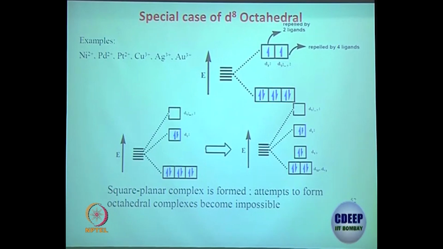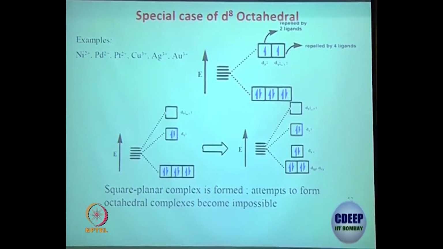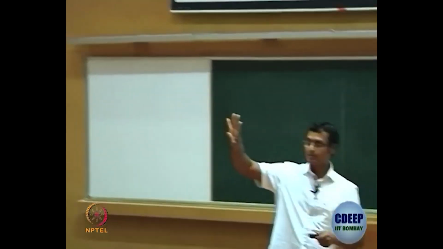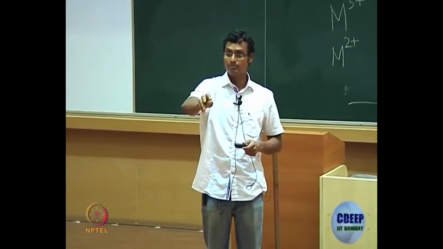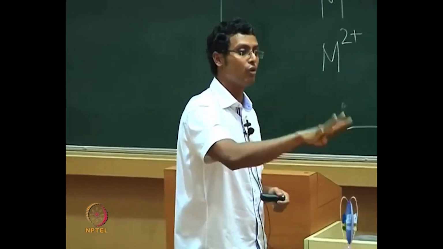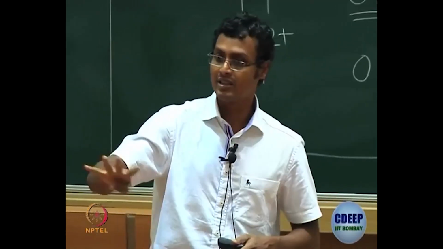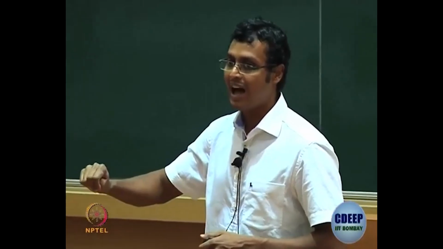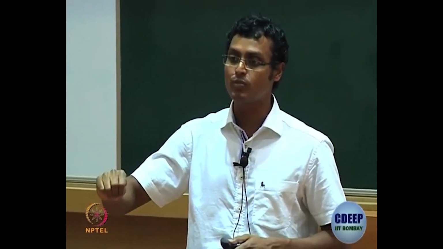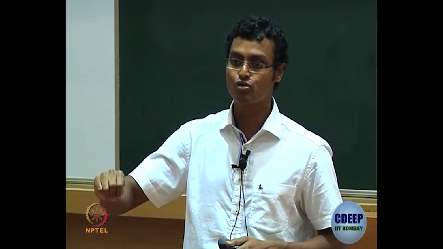A d8 octahedral usually, if it is possible, will always go to the square planar situation. That is also true: d8 with 4 ligands is not tetrahedral. A d8 configuration with 4 ligands is going to be square planar. This is where you see iron, cobalt, nickel. Nickel 2 plus, d8, is square planar.